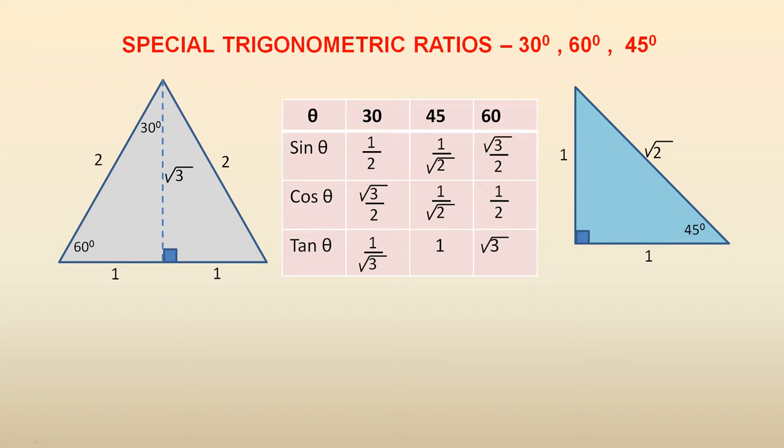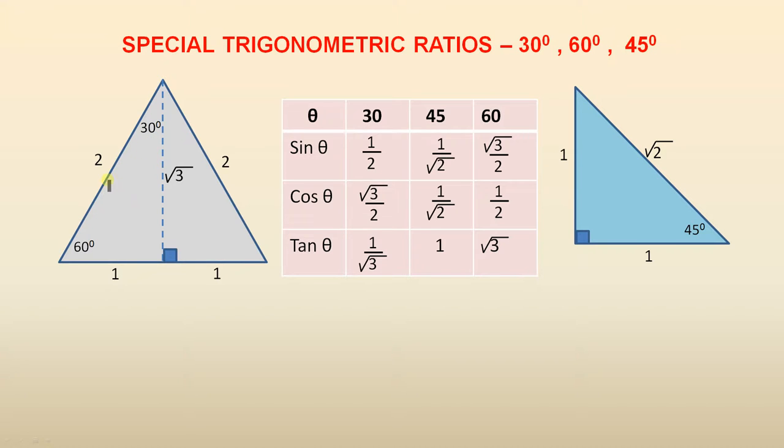Special trigonometric ratios. 30 degrees, 60 degrees and 45 degrees. You'll notice here I've drawn an equilateral triangle. Each side of the equilateral triangle is 2 units long. I have a perpendicular here which makes this side 1 and that side 1 there, but altogether 2 units long. Now, as a result, because it's an equilateral triangle, that's 60 degrees obviously, so is that. Because this dotted line bisects that angle, that's 30 degrees.